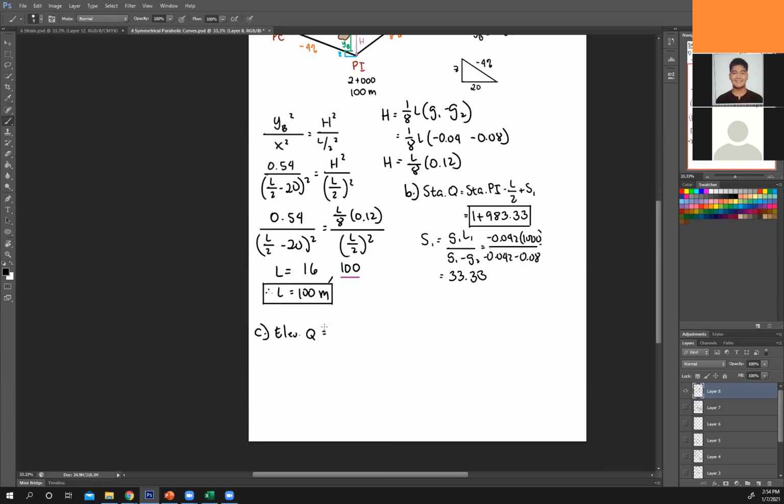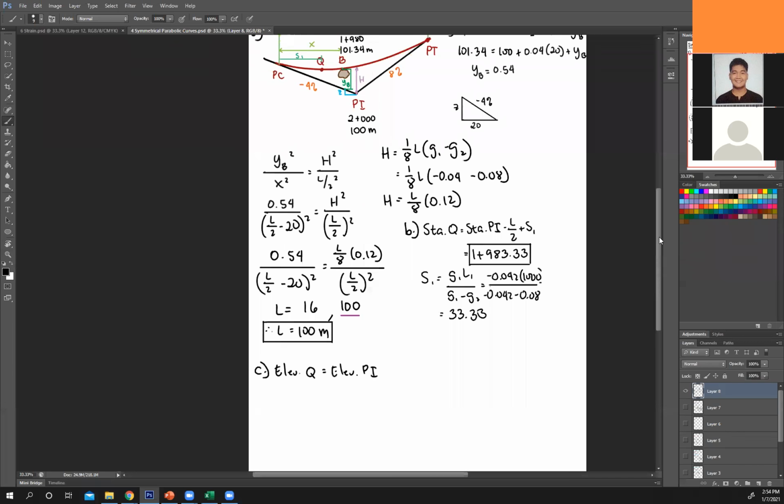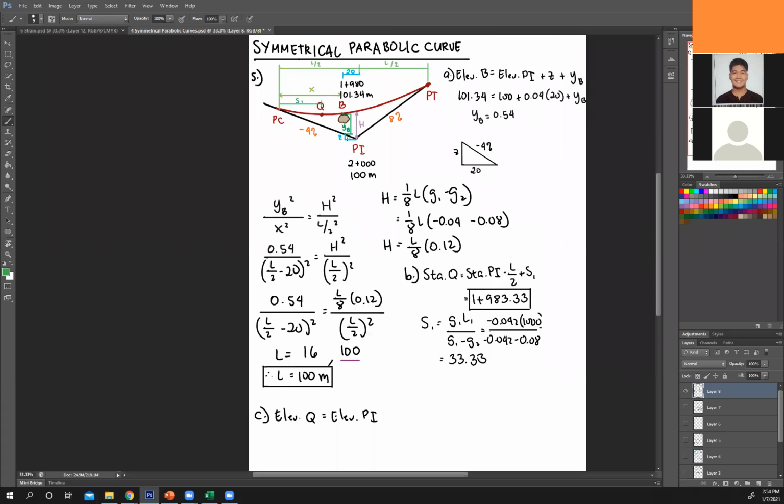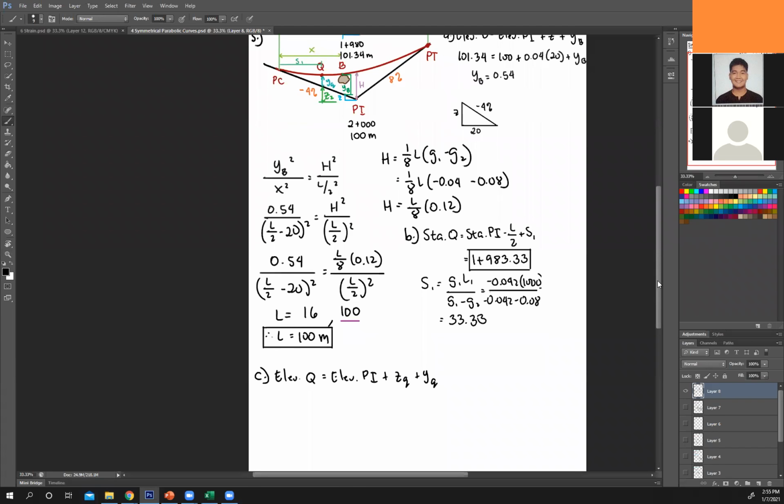So elevation Q is equal to your elevation of PI. Again, that is where you'll base your equations. Then plus, let's call this Z2, and then let's call this YQ. So ZQ plus YQ. ZQ is easy enough, that's just using your grade. So YQ is what I need to solve for, and that is the offset.